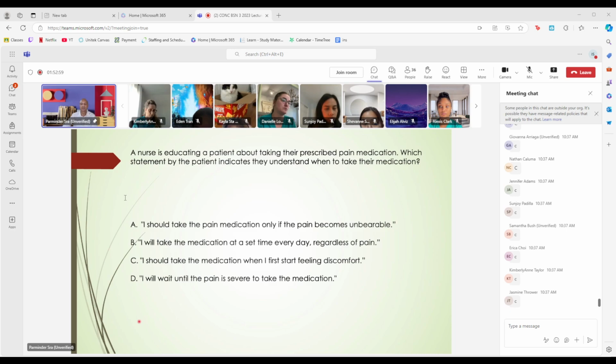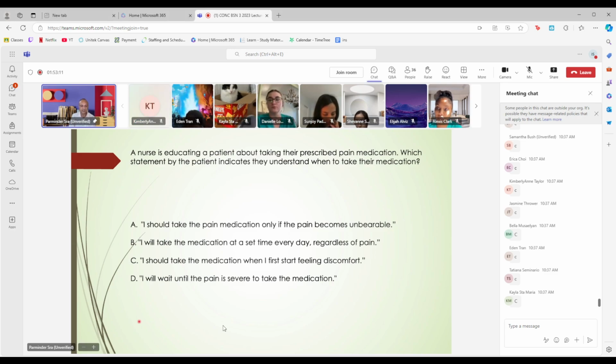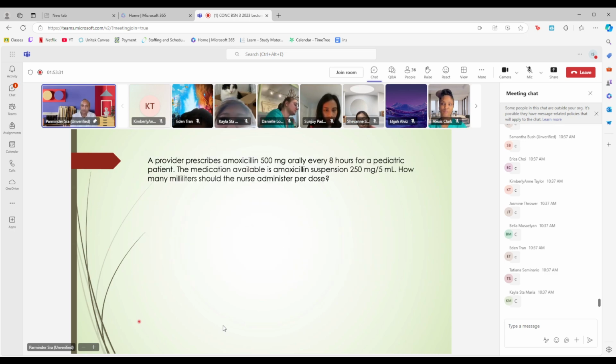Yes, C is the correct choice, that they should take it as soon as they feel discomfort. They should not wait longer because then they will require a higher dose of pain medication, which can increase the risk of adverse effects. We don't want to do that. So they should take it right away as soon as the discomfort begins. Okay, calculation. Fun. Oh my goodness.